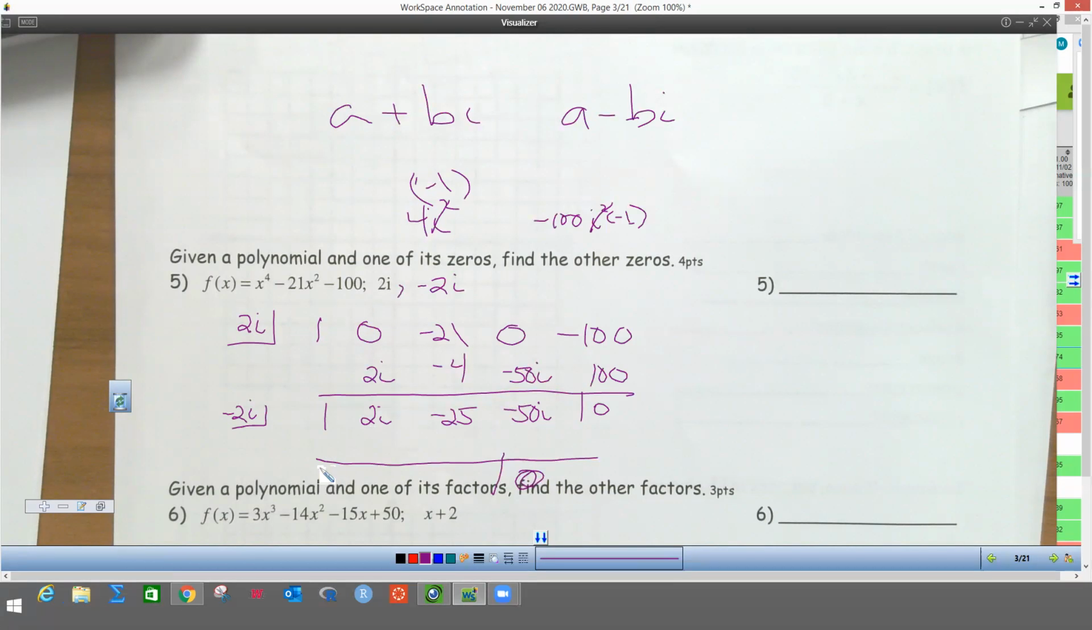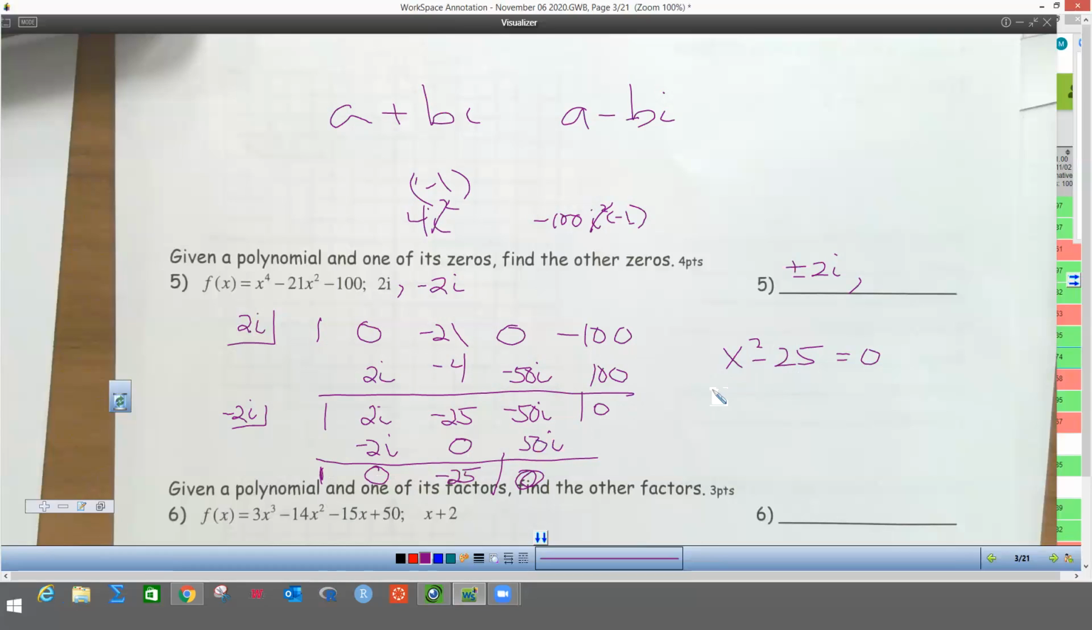So again, I'll bring the 1 down. Negative 2i times 1 is negative 2i. I add these together and I get a 0. Negative 2i times 0 is 0, and I add these two together and I get negative 25. Negative 2i times negative 25 is positive 50i, and as you can see, I get a 0. So here's two of my zeros right here. Now, it says the other zeros, but I usually would write the one they gave me anyway. And then this is what's left. So I have x squared minus 25 left, because there's 0 x's.